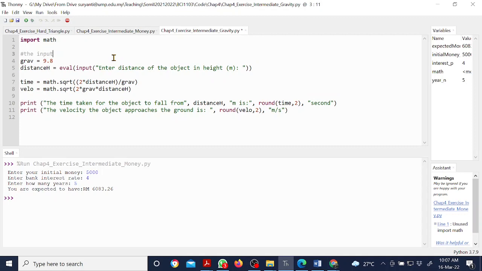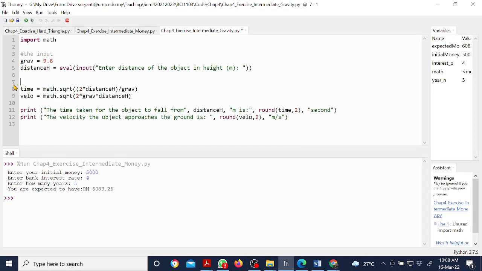First, gravity, as I mentioned, is constant, so I already put in my coding gravity equal to 9.8. My variable name is gravity. And then I'm going to ask the user to enter the distance of the object, the height. I put my variable name as distance_h. After that, I'm going to calculate time and velocity here.